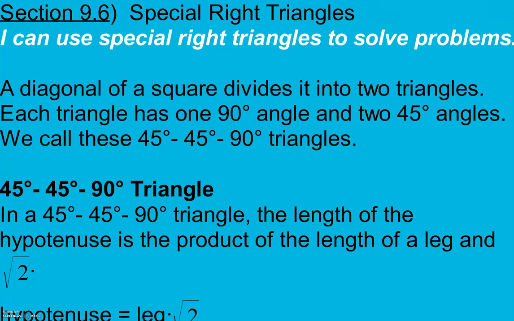Section 9.6 is special right triangles. I can use special right triangles to solve problems. A diagonal of a square divides it into two triangles. Each triangle has one 90-degree angle and two 45-degree angles. We call these 45-45-90 triangles.